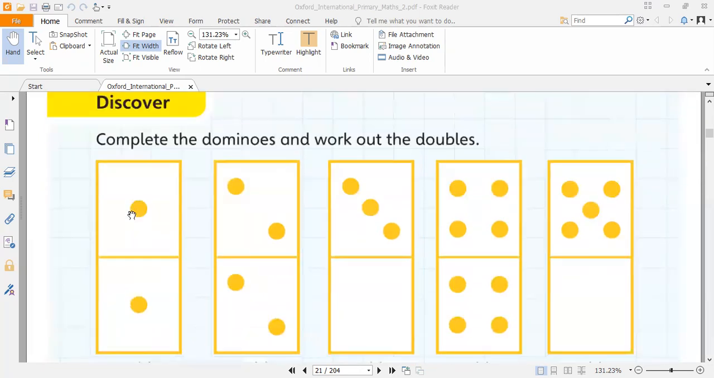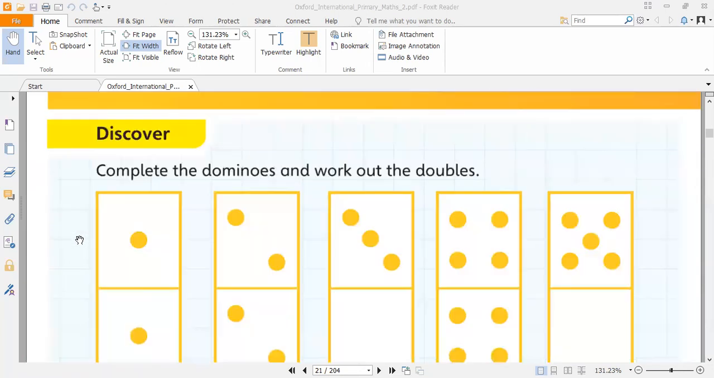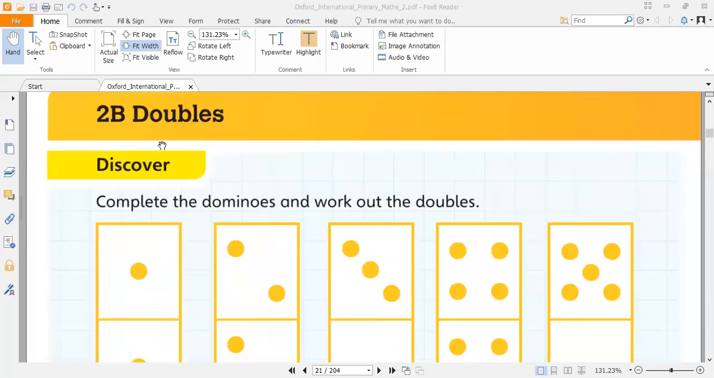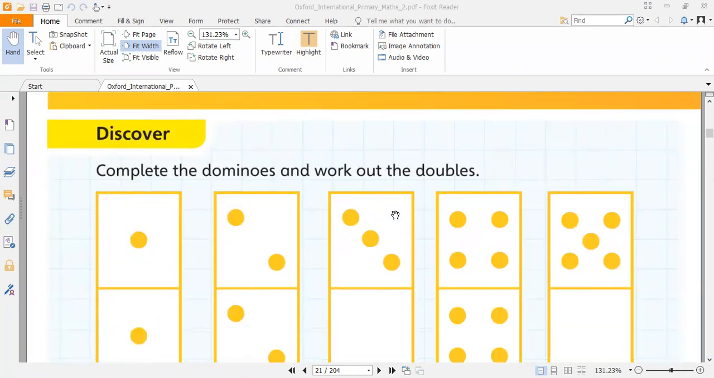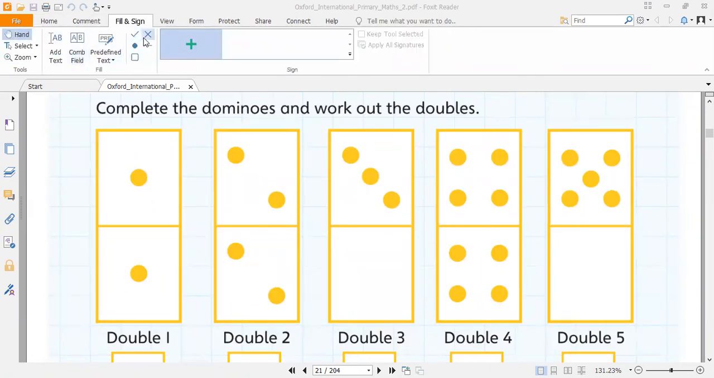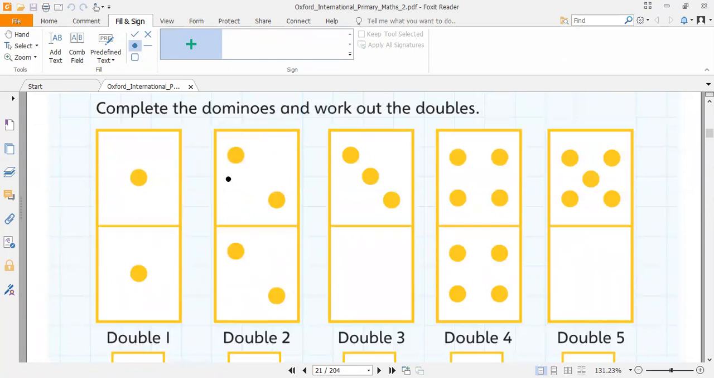Class 2. Page number is 14 and the topic is exploring numbers. We are going to do 2.1, Be doubles: complete the dominoes and work out the doubles. Okay, so we have to fill this. As you can see, two are filled there, so we write 3 here, 5 here.